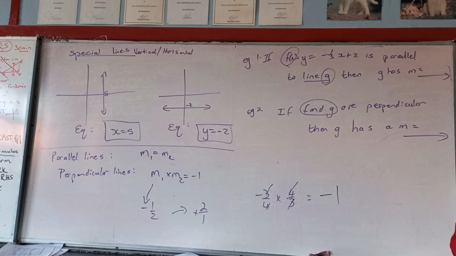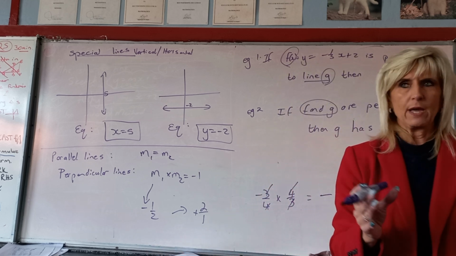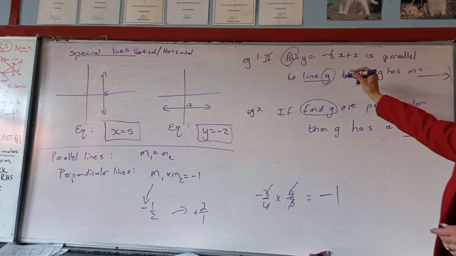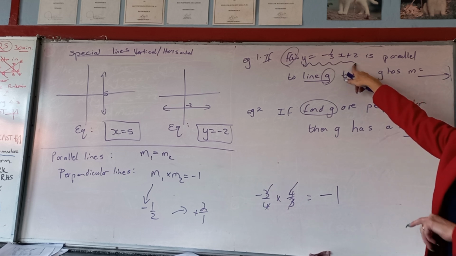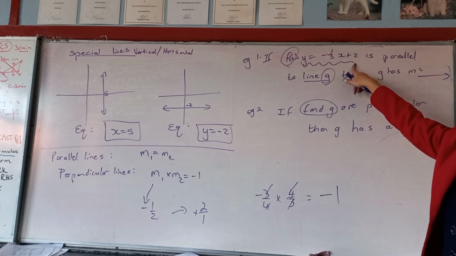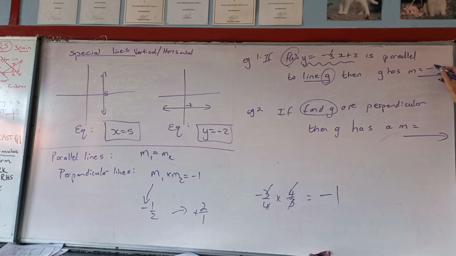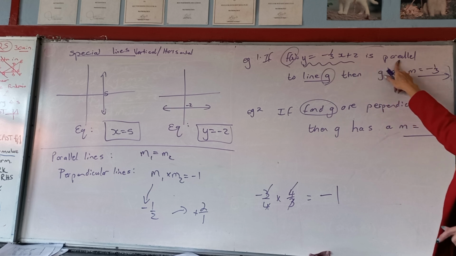So let's just look at two examples quickly. Remember, this can appear in various ways whenever I'm busy with these lines. If I say the line F is parallel to a line G, then what do I know about line G? It has a gradient of negative 1 over 3. What about the 2? Nothing. So no concern of mine, but all I know is that line has a gradient of minus a third. So my line must also have a gradient of minus a third if they are parallel.